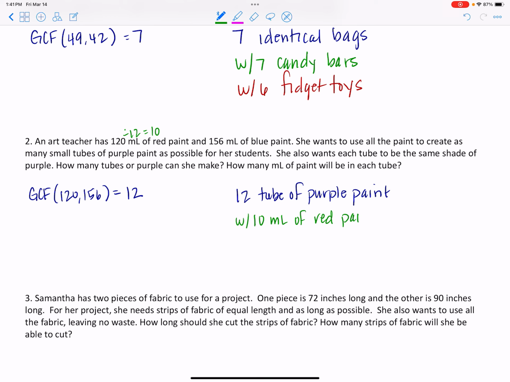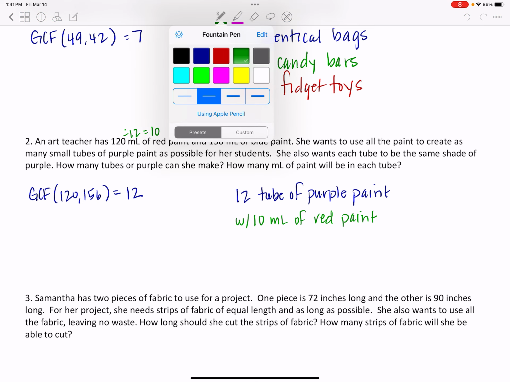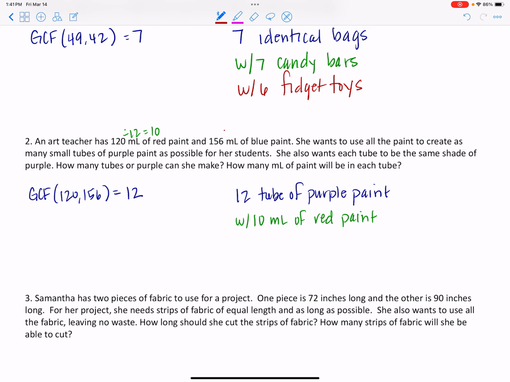And maybe I should have color coded my writing with the paint colors, but it's too late for that. That ship has sailed. And then 156 milliliters of the blue, so let me divide that by the 12 because we're dividing it into 12 tubes. So 156 divided by 12 is going to be 13, so this would be 13 milliliters of the blue paint. Okay, so each one gets exactly 10 milliliters of red, exactly 13 milliliters of blue. We've got exactly 12 tubes to make, nothing left over, all the same shade of purple, so perfect.